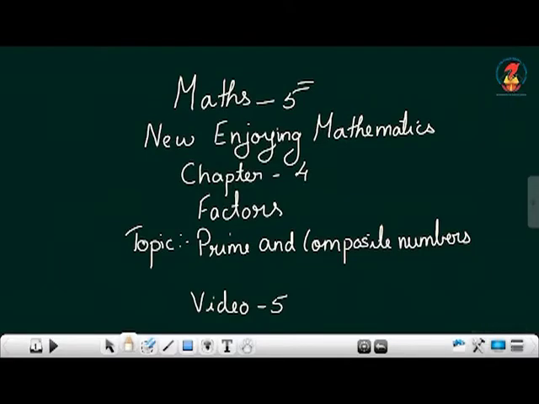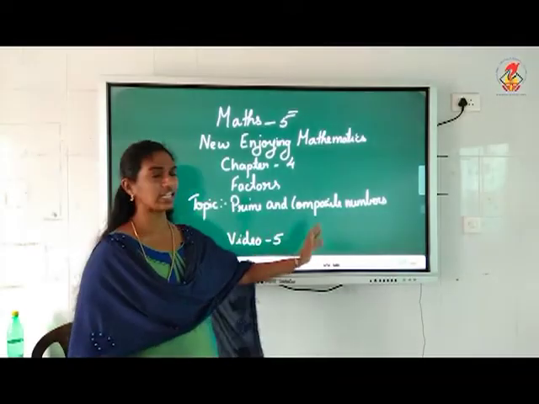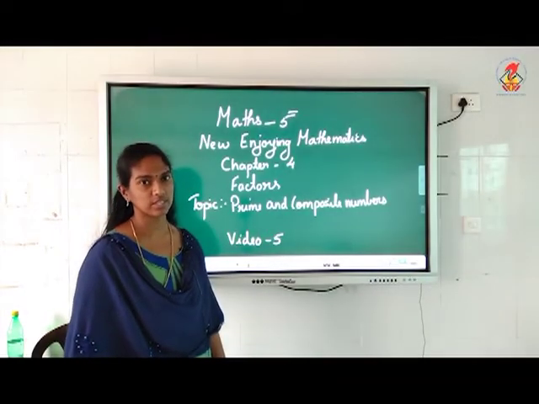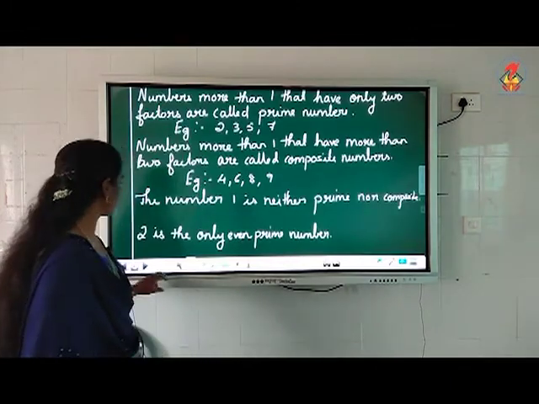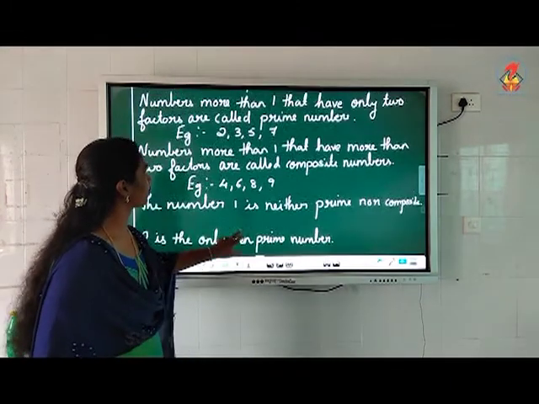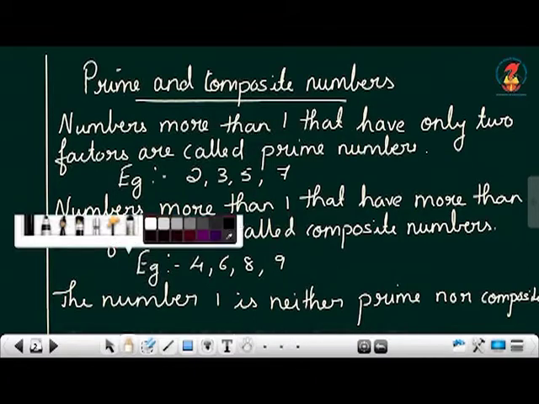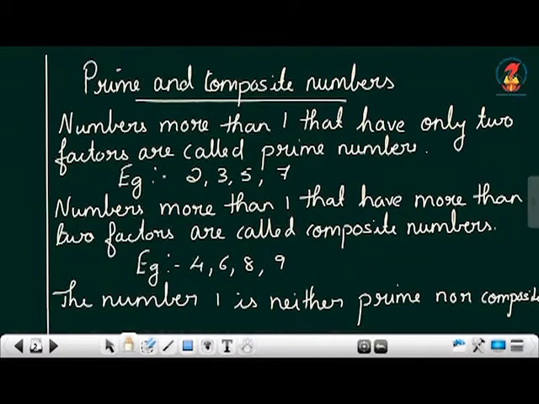Okay, welcome back children. Now we are moving into a new topic, prime and composite numbers. This is a new topic for you. We'll see what is prime and what is composite numbers. Okay, prime and composite numbers. Numbers more than 1. So you don't consider 1, okay. Numbers more than 1 that have only 2 factors.